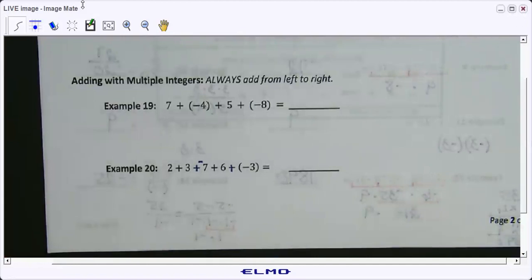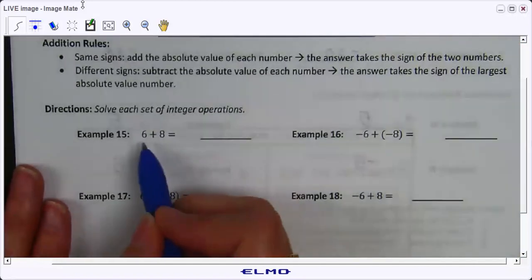Okay, I'm going to go up here and solve 15 through 18 really quick. So we have 6 plus 8 is 14.